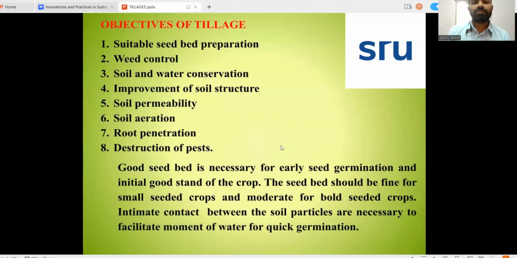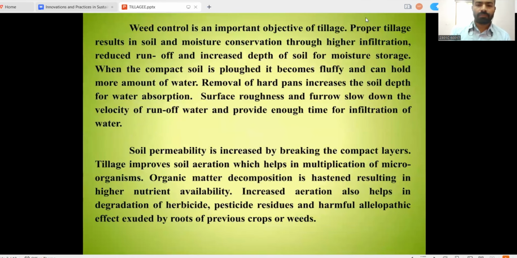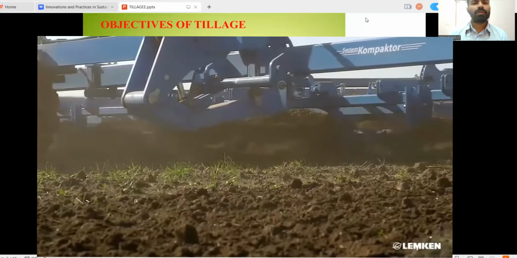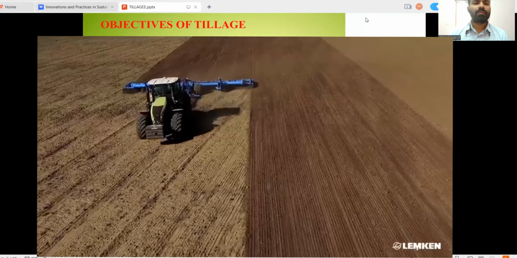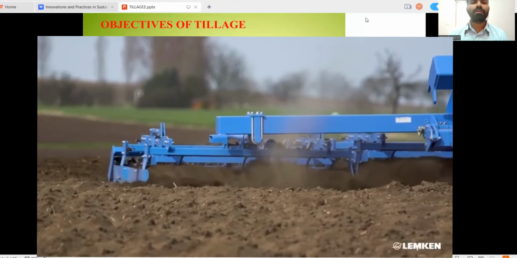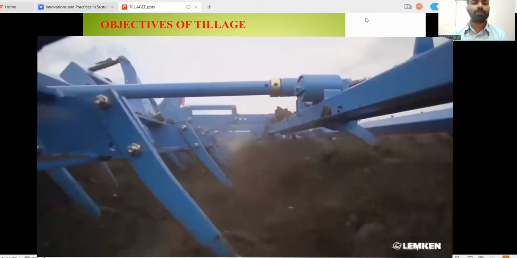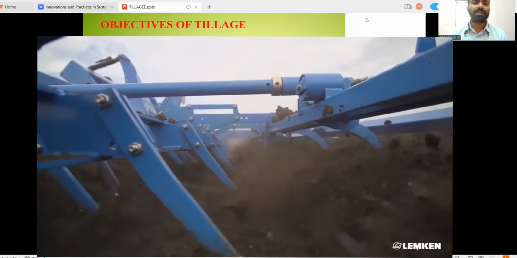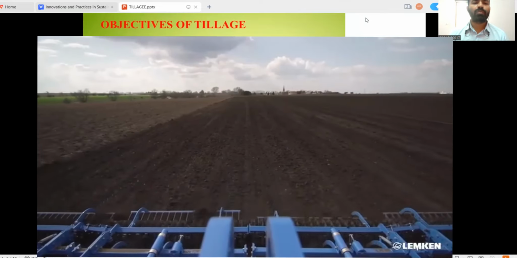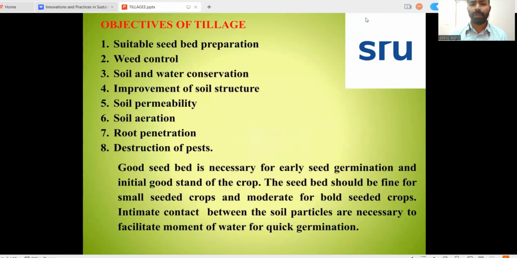Then objectives of your tillage. What are the objectives of tillage? Suitable seed bed preparation, weed control, soil and water conservation, improvement of soil structure, soil permeability, soil aeration, root penetration, destruction of pests. These are your objectives for tillage. We will see one by one a brief explanation about these objectives.